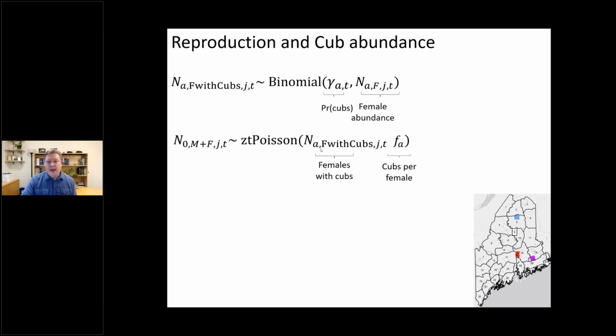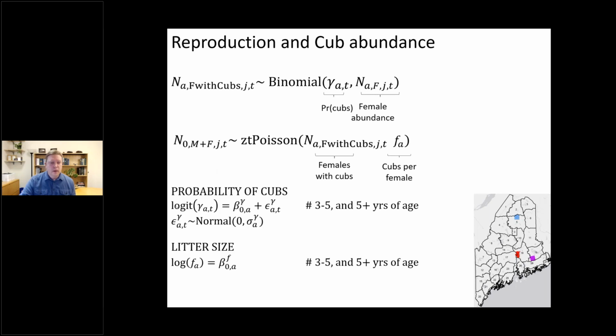Then, conditional on having cubs, each female has some litter size associated with them. And what we're saying here is a 0-truncated Poisson with some rate of cubs per female. Since we already know this female has cubs, that's why we truncated the 0. So we modeled these processes as age dependent, where we allowed the age 3 to 5 and 5+ bears to have estimates of the probability of having cubs, and litter size also was allowed to vary between these two age classes.